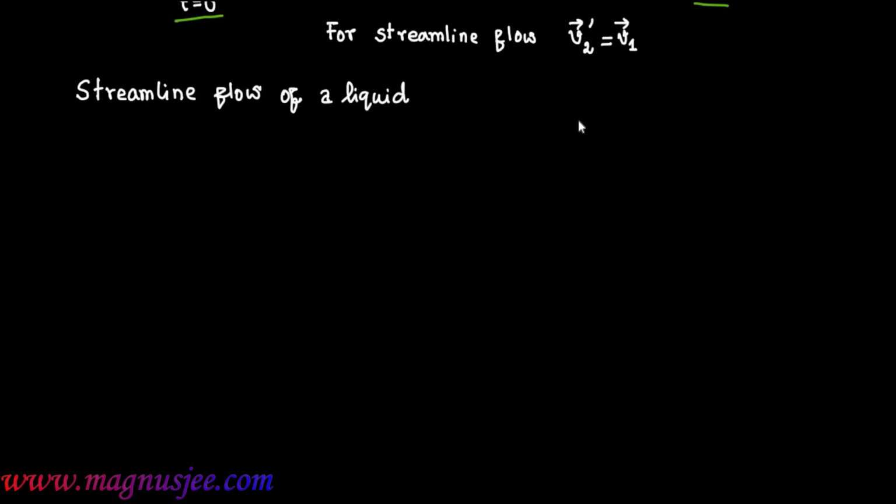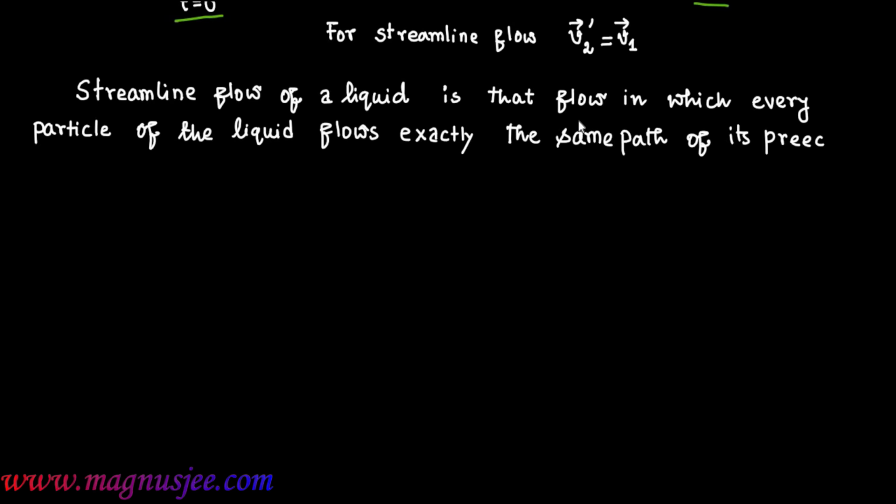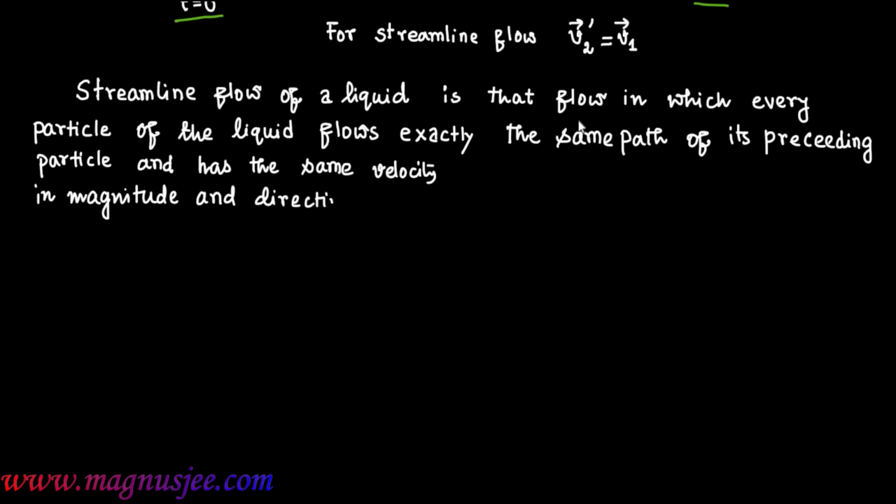Streamline flow of a liquid is that flow in which every particle of the liquid follows exactly the same path of its preceding particle and has the same velocity in magnitude and direction as that of its preceding particle.